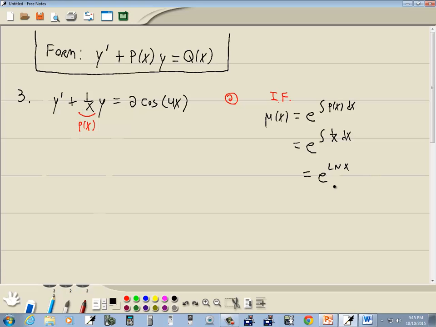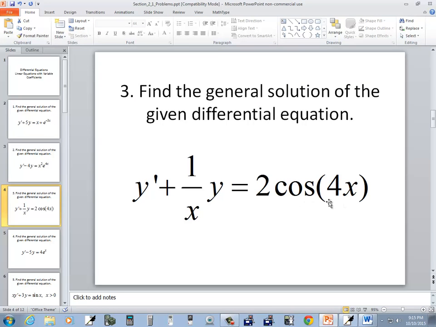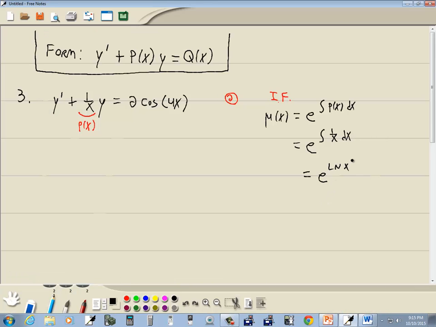Now in this one, we can assume that we don't need to put absolute value bars on these. Even if I didn't put the requirements on here saying that we don't have to worry about it, you don't want to worry about it for these first problems here. So remember, e and natural log cancel each other out, so that simply gives us x. And that's our integration factor.